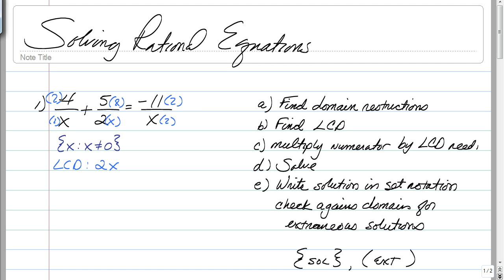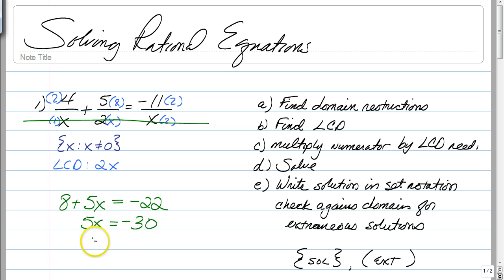So how do we solve? To solve, what we do after we have this all lined up is we get rid of the bottom for solving purposes, and we just use the numerators. So we have 8 plus 5x is equal to a negative 22. And now we just solve for x. Subtract your 8. 5x is equal to a negative 30. So x is equal to a negative 6.